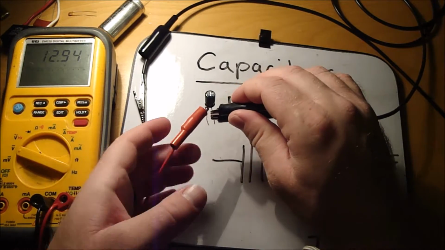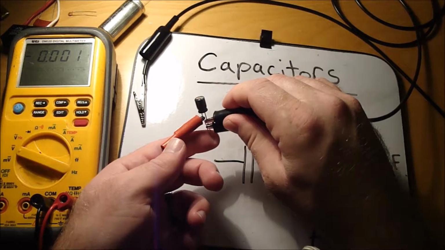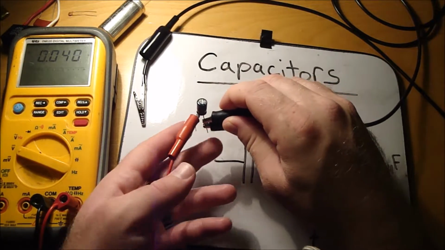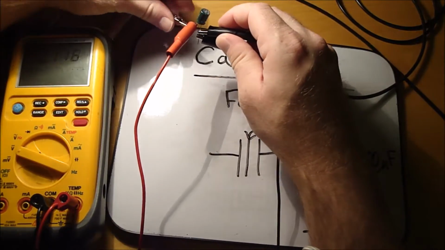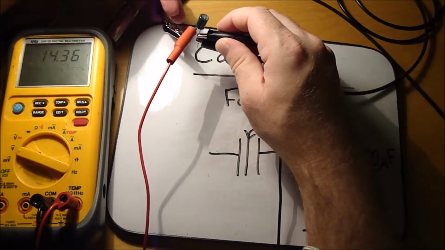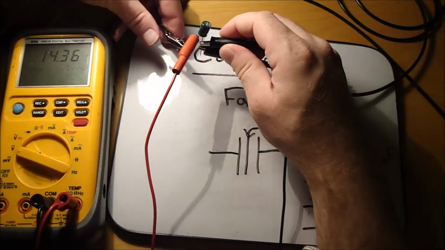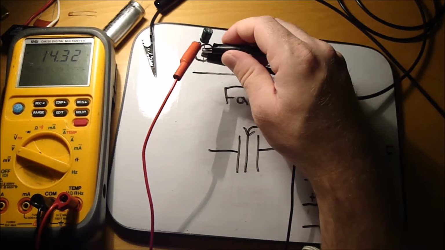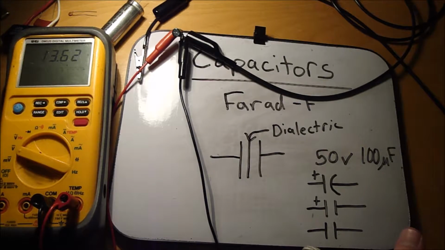And then if you put the two leads together, there it's lost all of its charge. Put the leads back on. Got charge back again. Take it off. It just slowly drops. The amount of power that a capacitor could supply would be less than a battery.